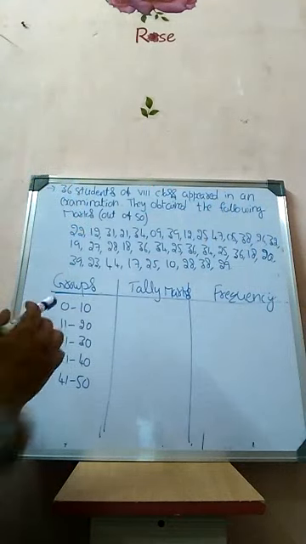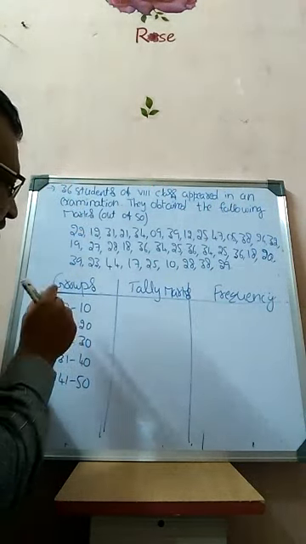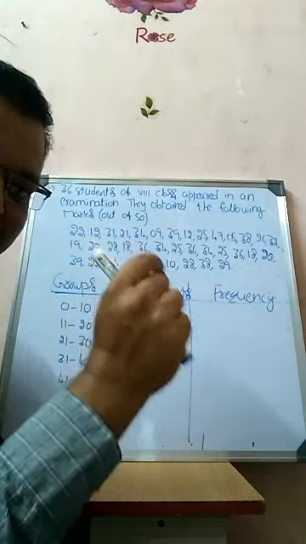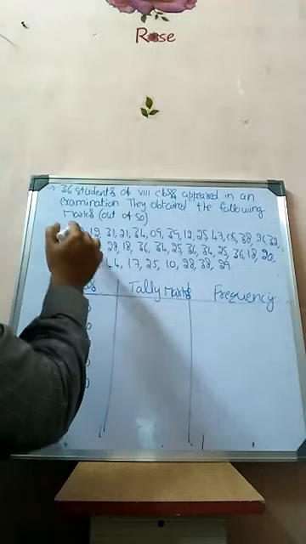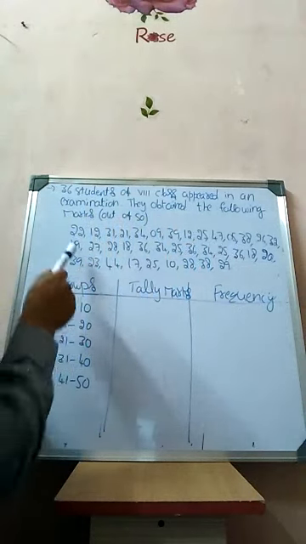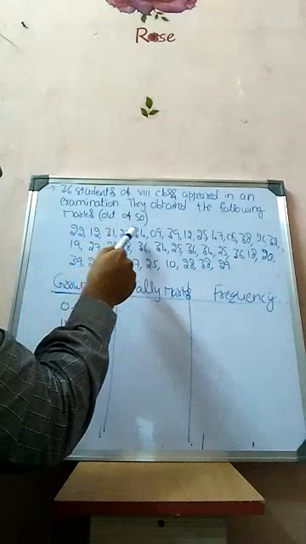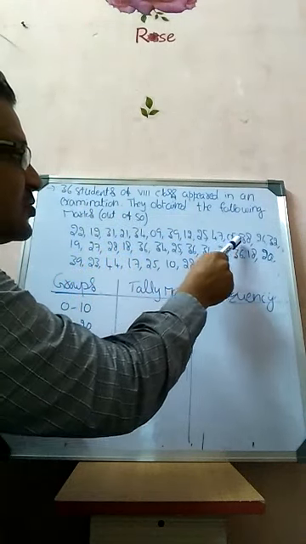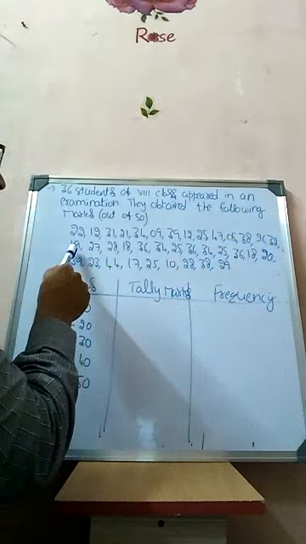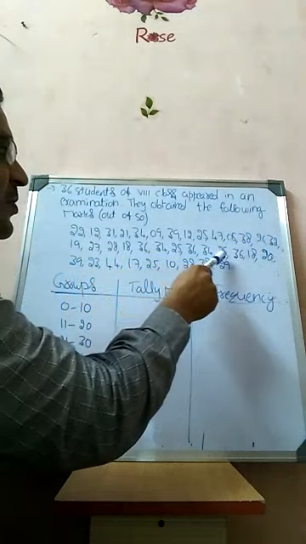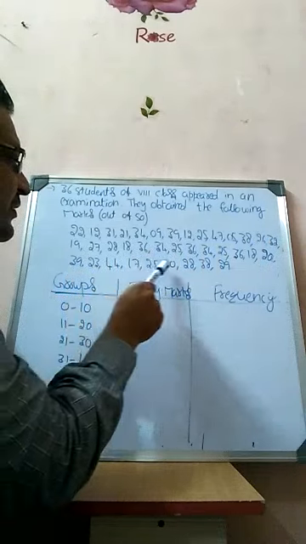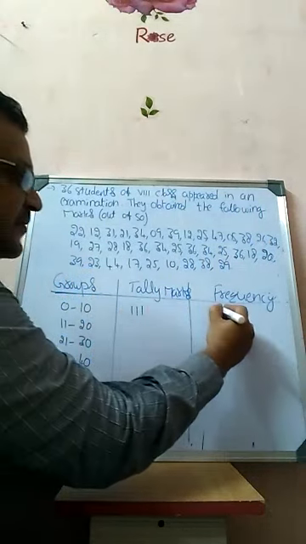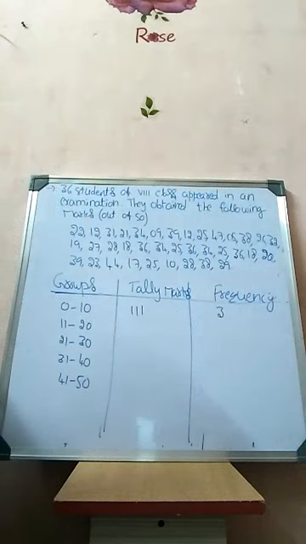Look, 0 to 10. How many students got in between 0 and 10, including 0 and 10? By observing the data we have to write. So in between 0 and 10, including 0 and 10: 1, 2, 3. So 3 students got. Here the frequency is 3.